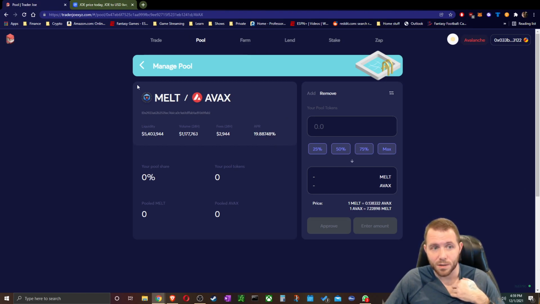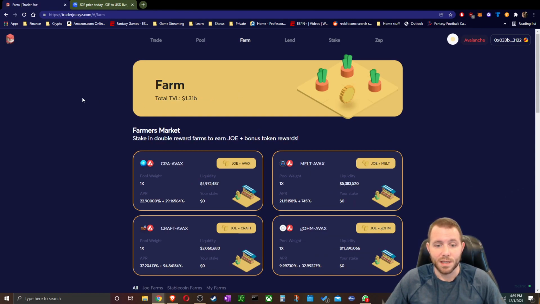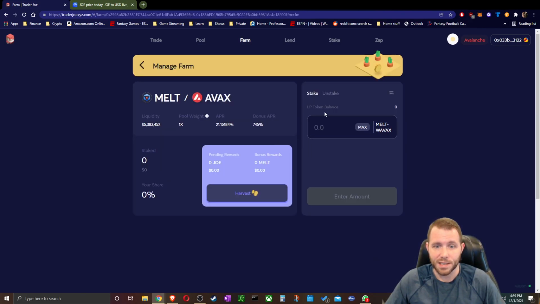Plus, you get the receipt token, which you can use to actually go over here to farm and stake. So in this particular case, let's say you did put some liquidity into that melt AVAX pool, right? And you're making that 19% APR. Well, you can also take your receipt token, that LP token that you were given, and you can actually deposit it here into this melt AVAX liquidity staking farm.